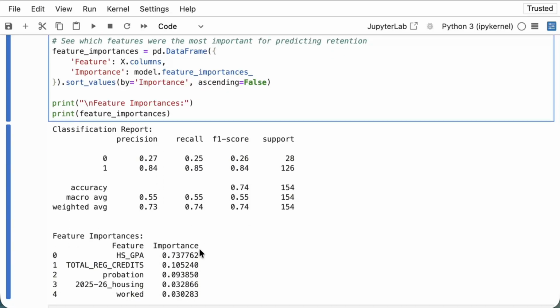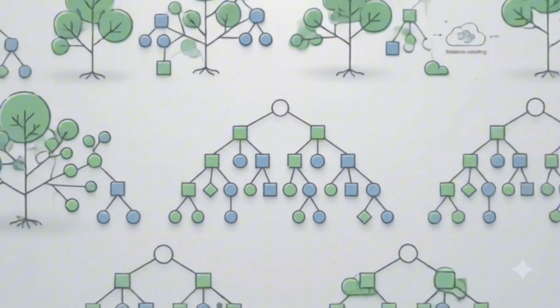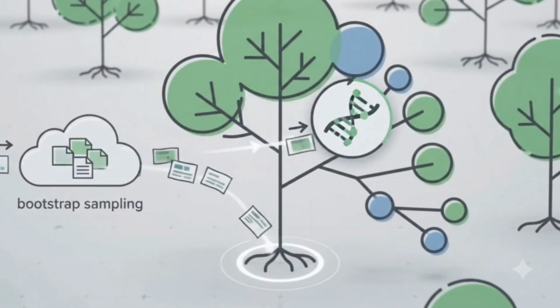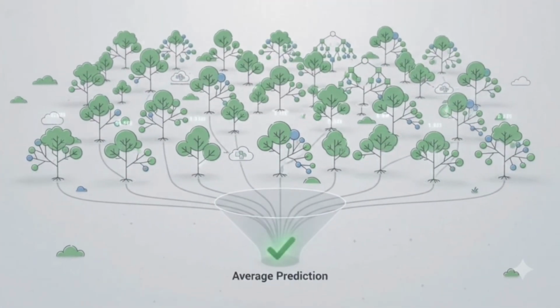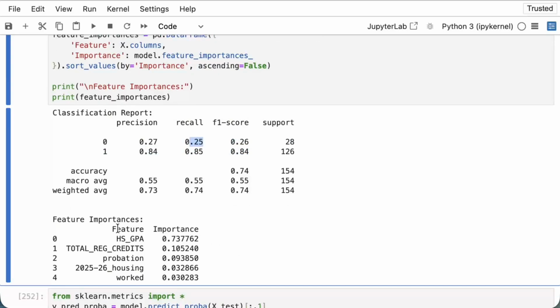Random Forest works by building hundreds of independent decision trees. Each tree is trained on a random bootstrap sample of data, and features are selected randomly at each split. It outputs an average prediction. The model's accuracy is 74%. Since the data is highly imbalanced, we tend to look at the F1 score and the recall. The model thinks that the high school GPA is the most important out of all the features it has.